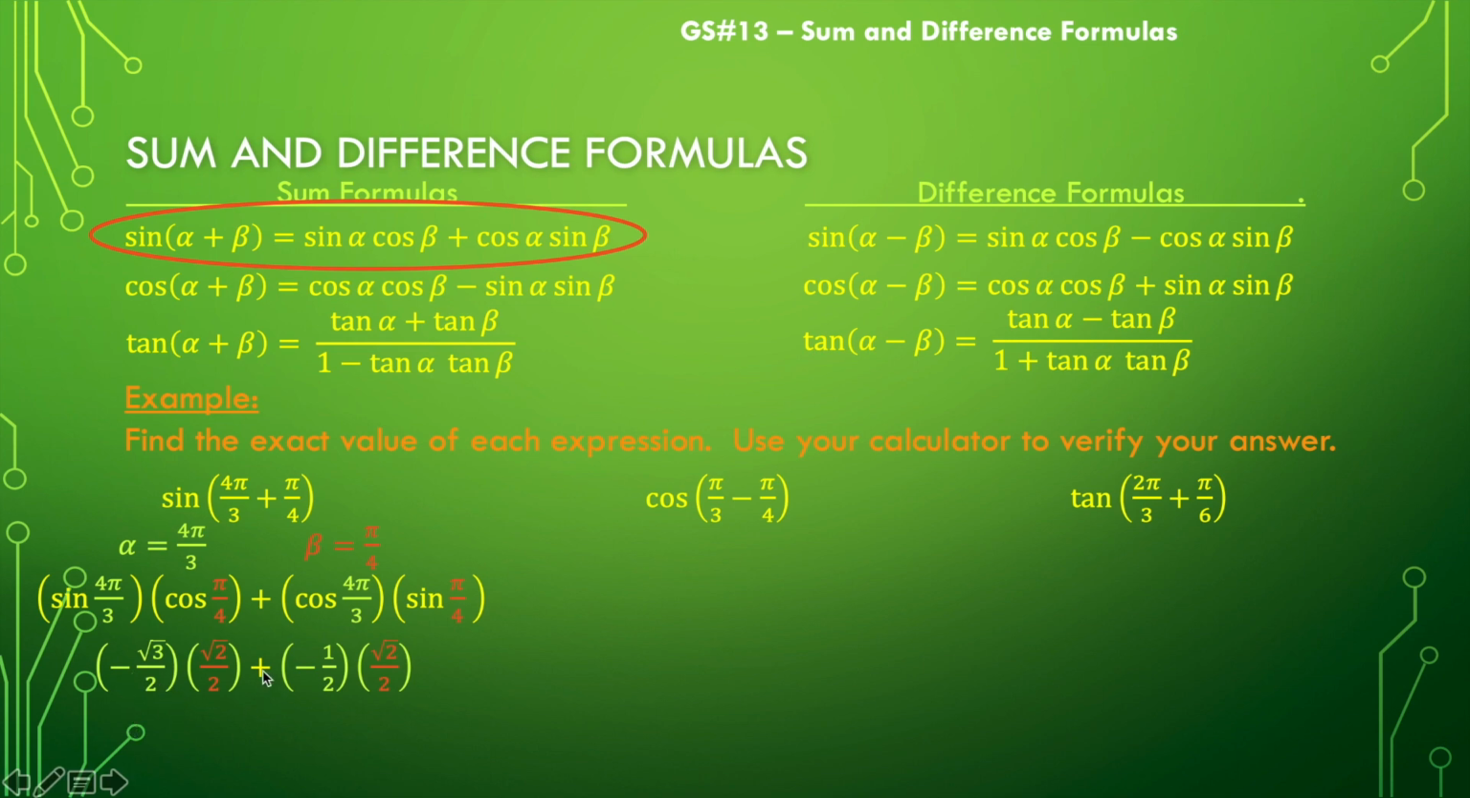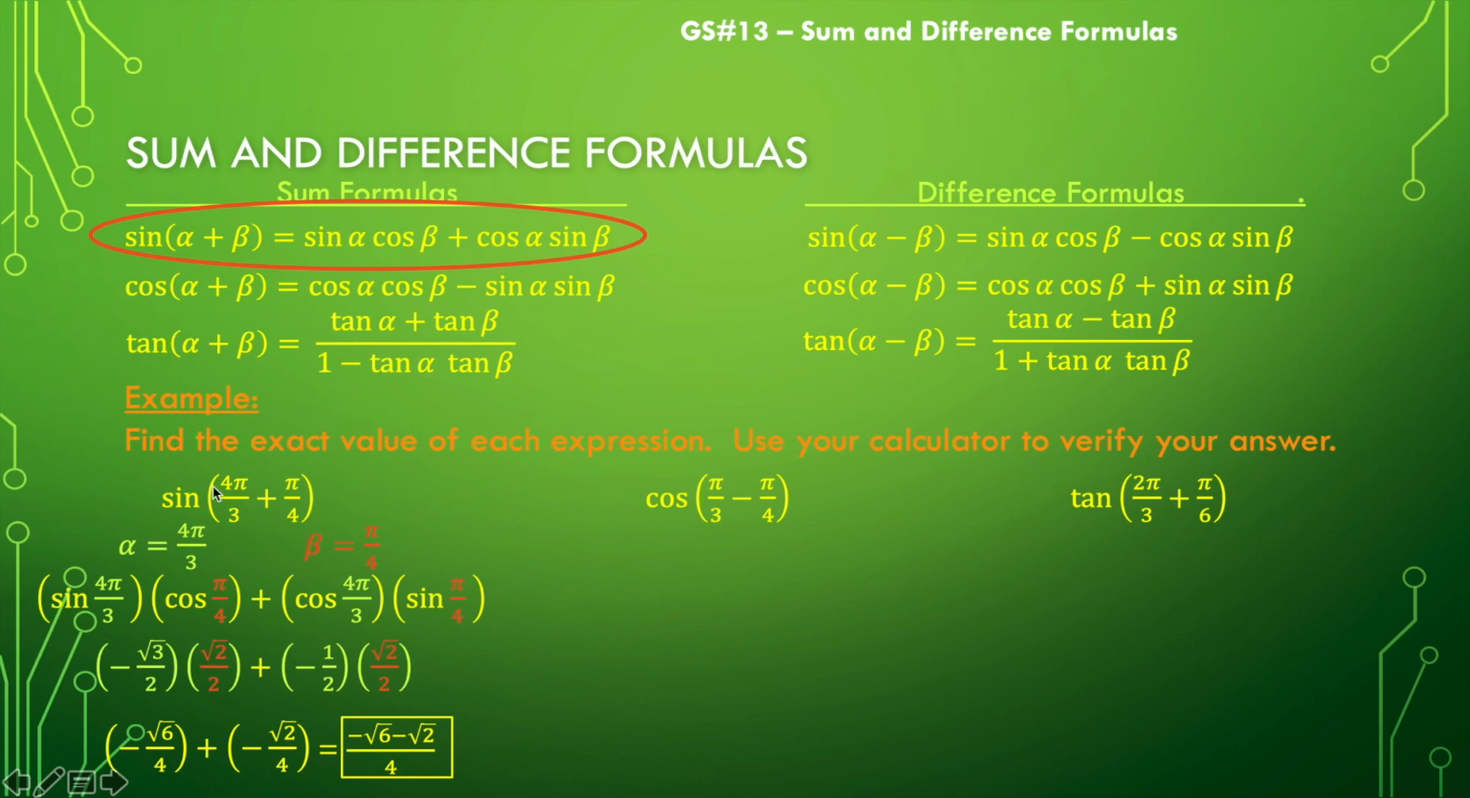And so when we multiply these things, we end up with negative rad 6 over 4 plus negative rad 2 over 4, which when we combine, we get negative rad 6 minus rad 2 over 4. Always a good idea to check this in your calculator. One thing you can do is just put this numeric expression into your calculator, making sure that your numerator is put in parentheses so the whole thing is being divided by 4.